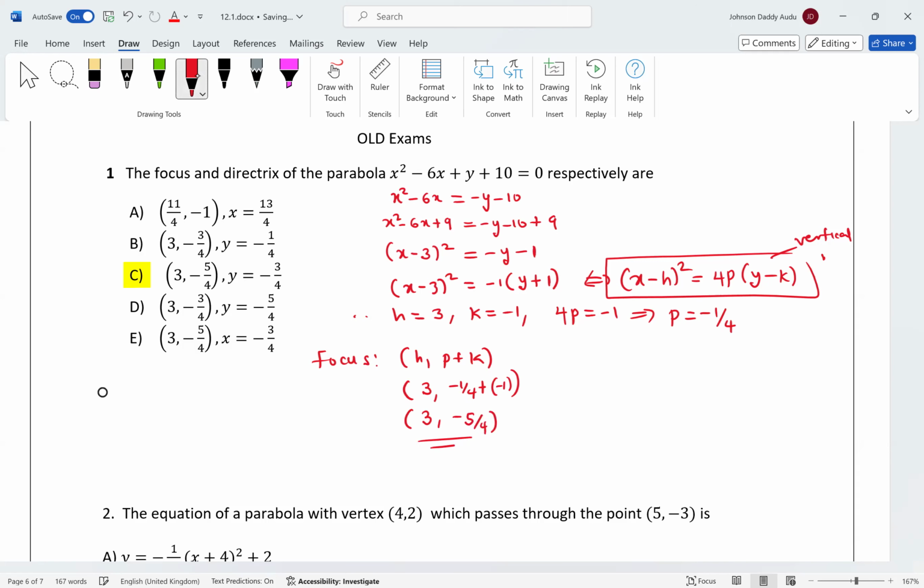That is the focus. And then we also need the directrix. The directrix is also going to be y, because we are dealing with a vertical parabola. So the directrix will be y is equal to minus p plus k. So what is minus p? That will give us minus 1 over 4, plus what's minus 1.